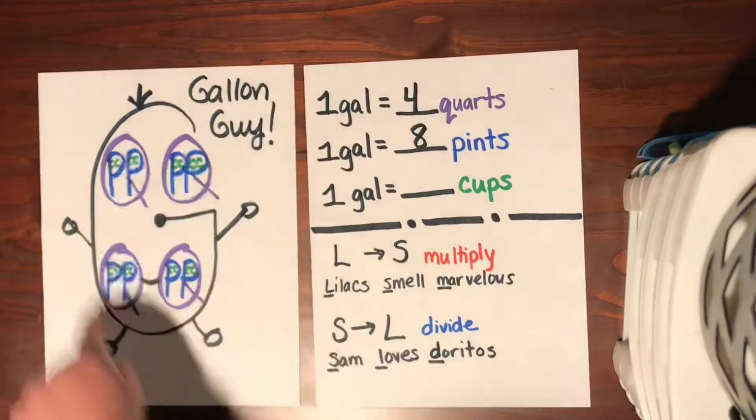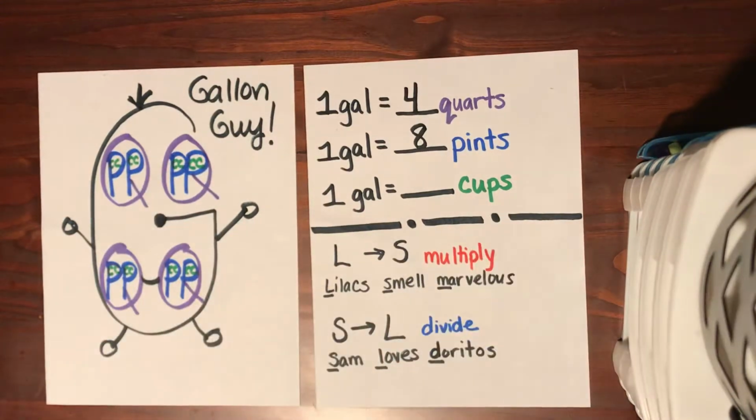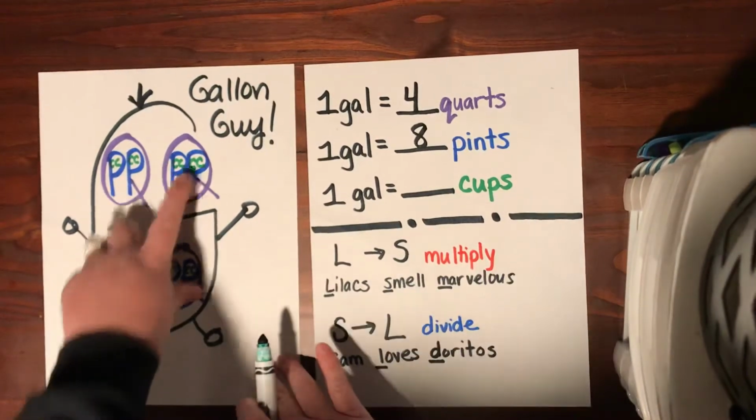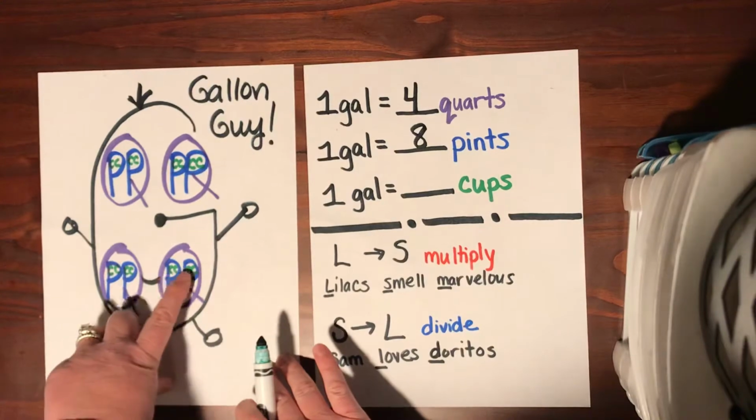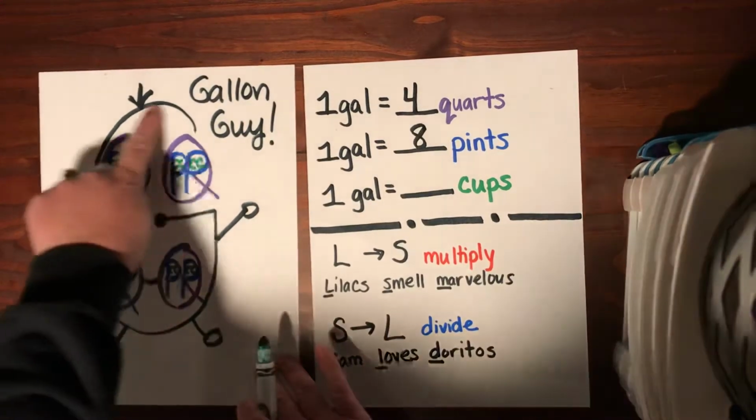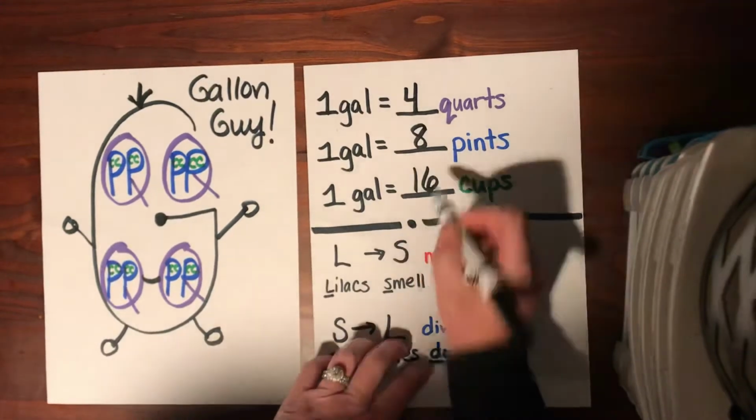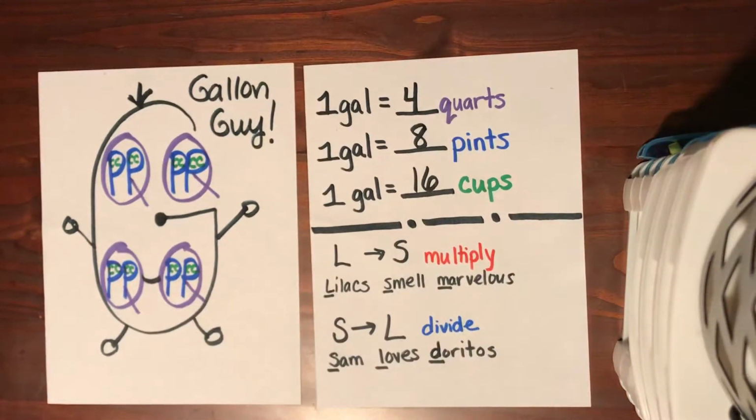And then 1 gallon equals how many cups? So we're going to add up all of the cups. There's 2, 4, 6, 8, 10, 12, 14, 16 cups in 1 whole gallon. So that's how you would use Gallon Guy for very simple conversions.